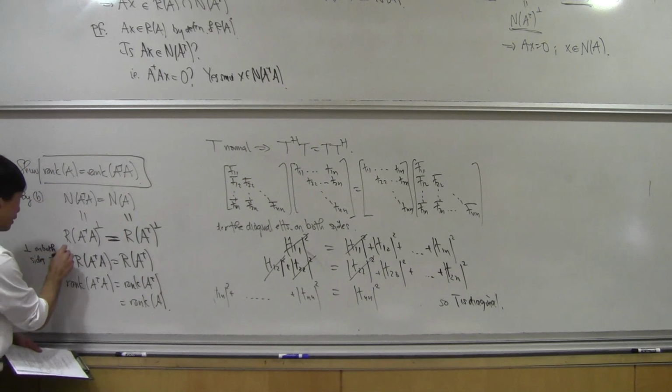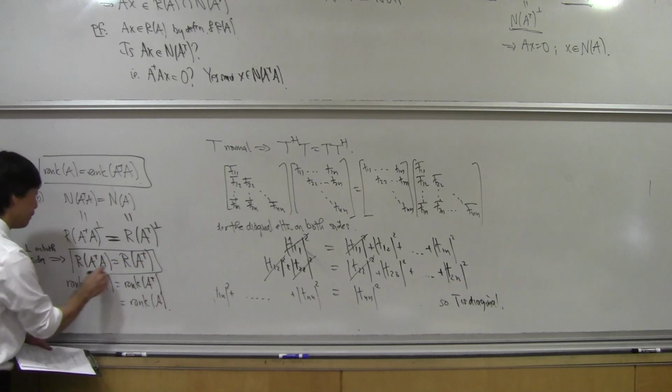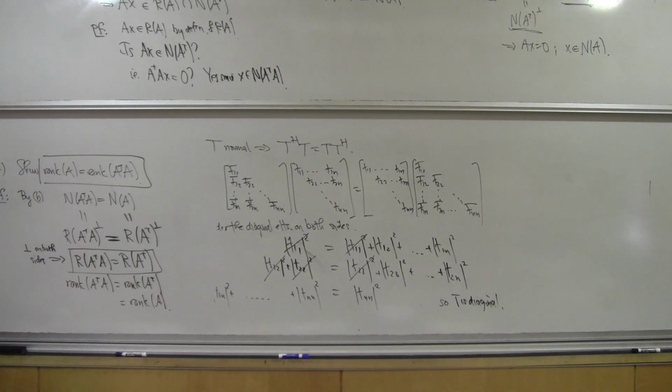And along the way, we got this fact, that the range of ATA and the range of AT are the same. So these facts that I put in boxes are things that we're going to use when we talk about the singular value decomposition. We need a bunch of these random facts about the relation between ATA and A when we're constructing the singular value decomposition.